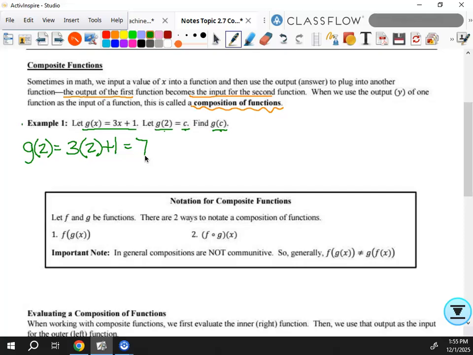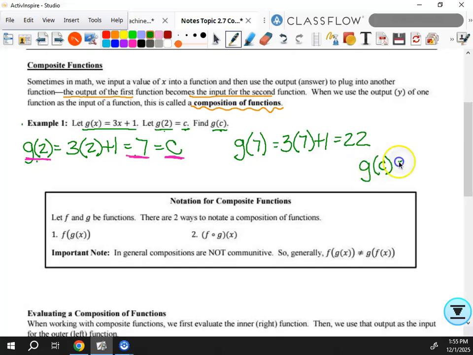So if g of 2 equals 7 and g of 2 equals c, then all that equals c. g of 2 equals 7, which equals c. So when I want to find g of c, I'm really looking for g of 7. That means 3 times 7 plus 1 gives me 22. So g of c equals 22. Everybody okay with that? Easy enough?